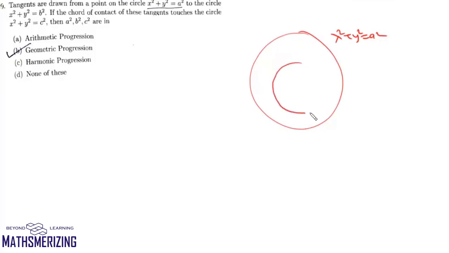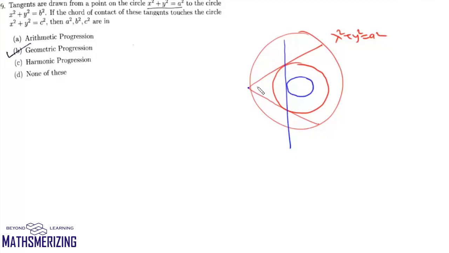Question number 9 is, tangents are drawn from a point on the circle x square plus y square equals a square to the circle x square plus y square equals b square. So tangents are drawn to this second circle from this first circle, and this chord of contact is tangent to this third circle. Then a square, b square, c square are in which of the following?